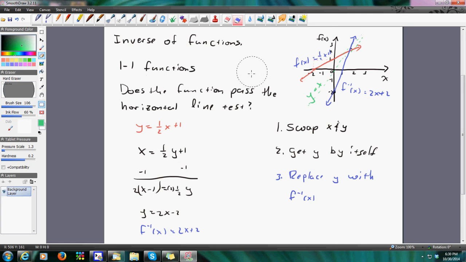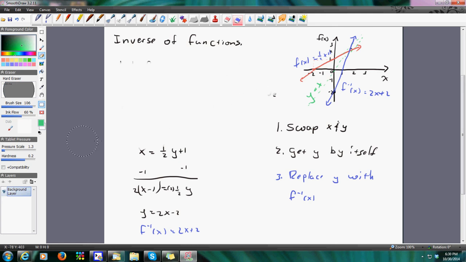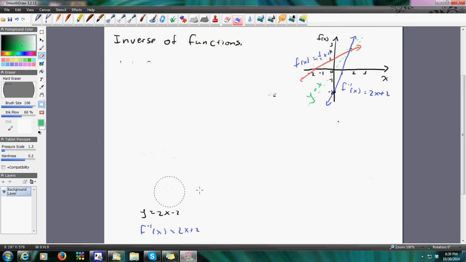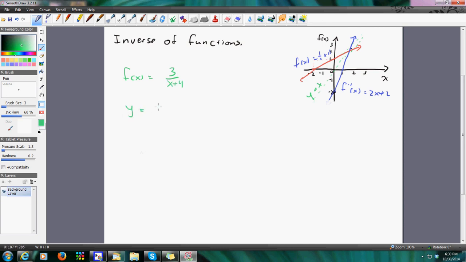All right, I'm going to do one last question, and it's going to look something like this. f of x equals 3 over x plus 4. So I'm going to say y equals 3 over x plus 4. I swap my x and y and get x equals 3 over y plus 4.